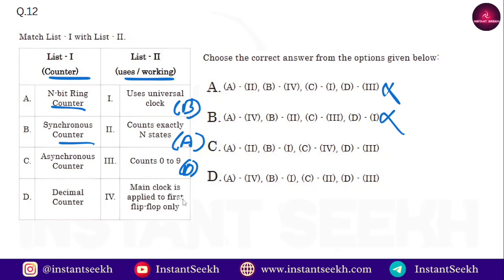And lastly, for asynchronous, the main clock is applied to the first flip-flop only, so C goes here. So A goes for 2, B goes for first, that is synchronous counter is universal clock, C, asynchronous counter is applied to the first flip-flop only, and D, decimal counter counts from 0 to 9. So option C is your right answer. Let's move on to the next.